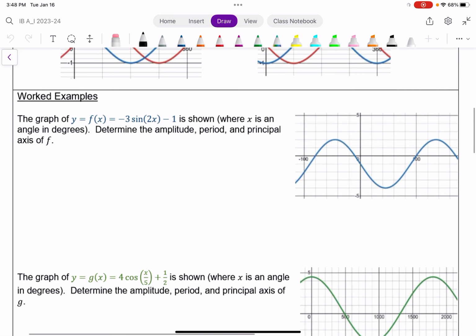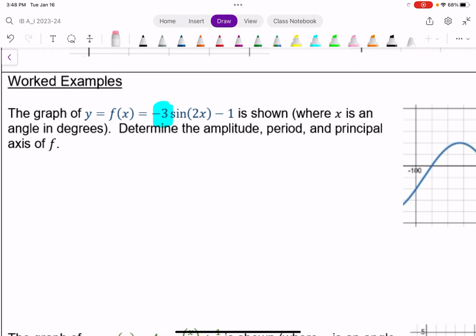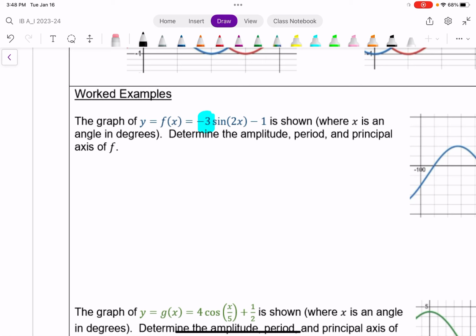So I have in blue, we don't really need it, but I want to use it at times to visualize, a sinusoidal function f of x equals -3 sine of 2x minus 1. And I want to find the amplitude, period, and principal axis of f. So the amplitude, which is a measure of the vertical distance from the center line or the principal axis to either the max or the min, I can see from right here, it's not -3, it's the absolute value of -3, or it's just +3. The negative doesn't affect the amplitude.